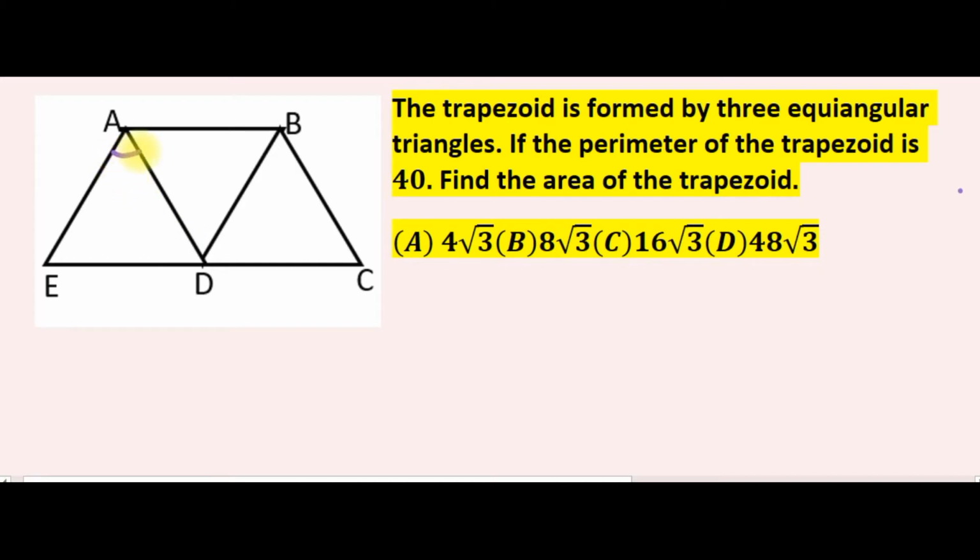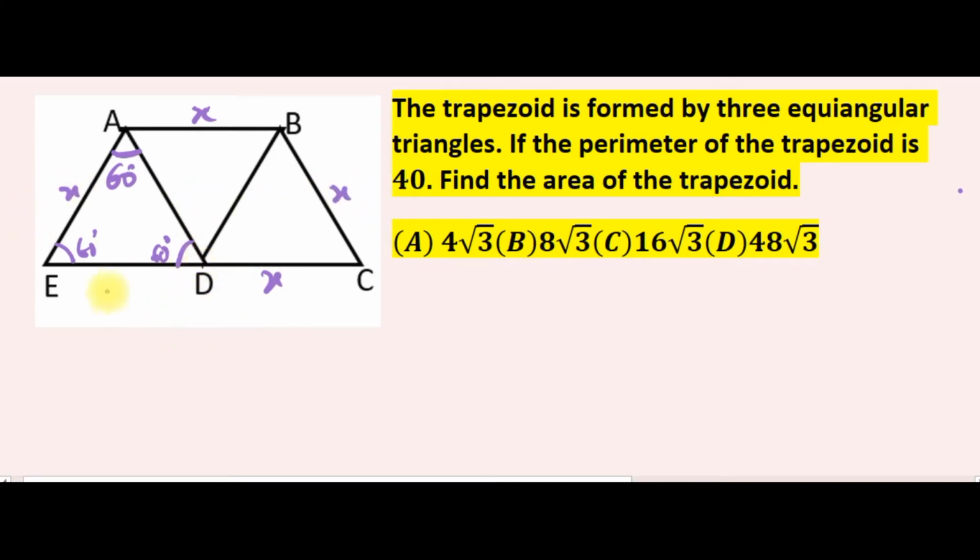Equiangular means equal angles, so the angles are the same. And for the angles to be the same, each of them is 60. They are all 60, making each of them an equilateral triangle. So assuming the length of the side is x all through.